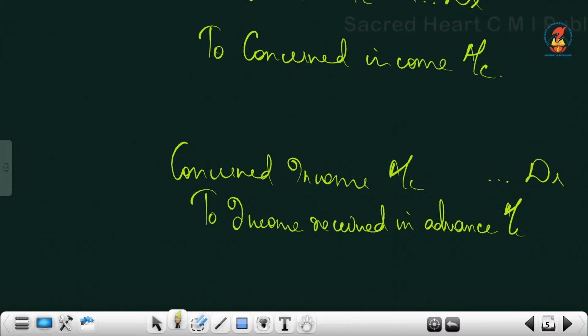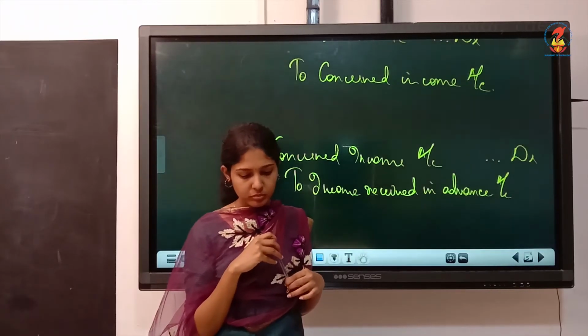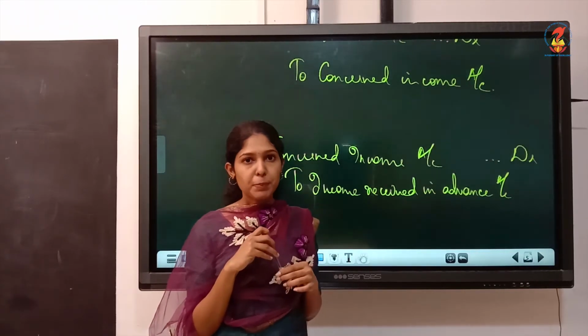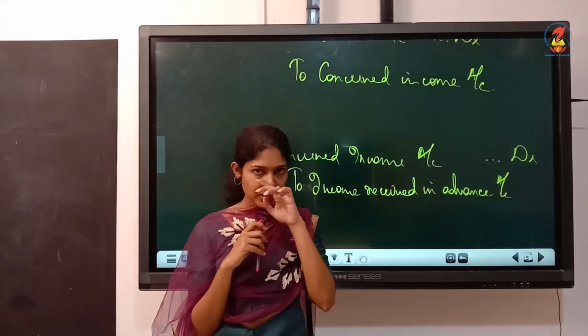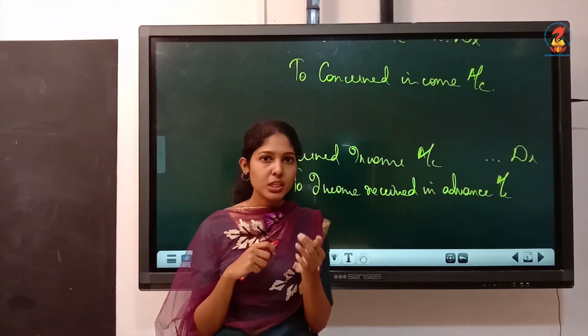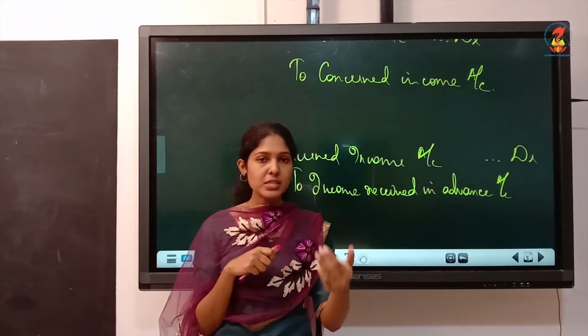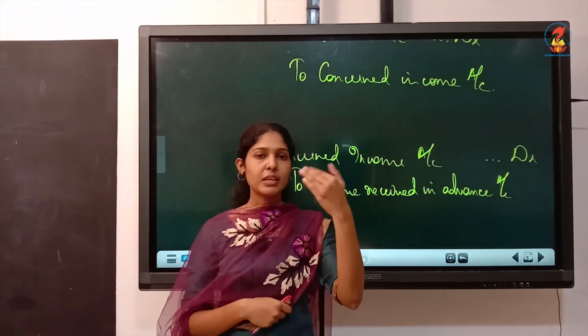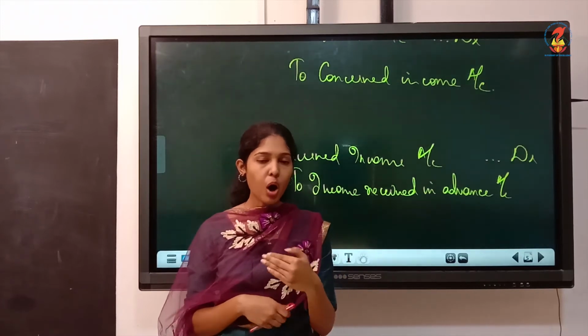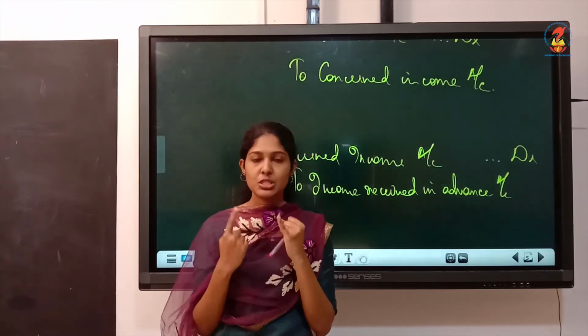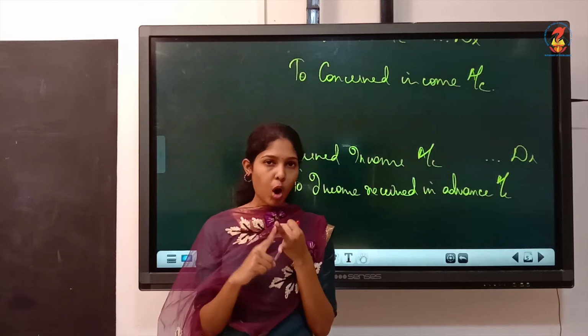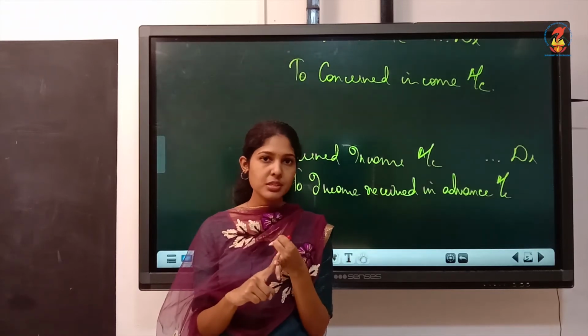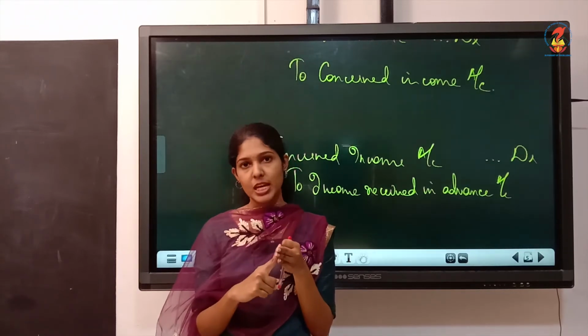Concerned income account debtor to income received in advance account. Understood? The next one is depreciation. What is depreciation? The word meaning, you know. Depreciation means, that's the next heading you have to write. Depreciation means reduction in the value of fixed assets due to wear and tear, due to obsolescence, meaning outdated. It can be due to passage of time also.